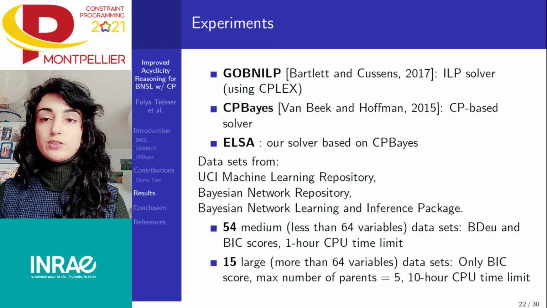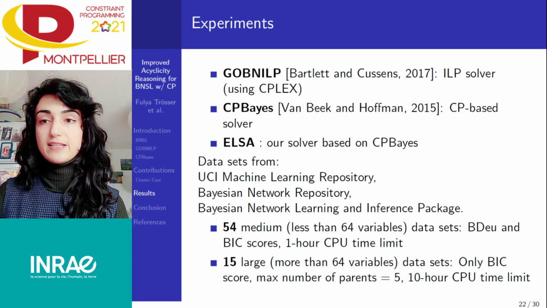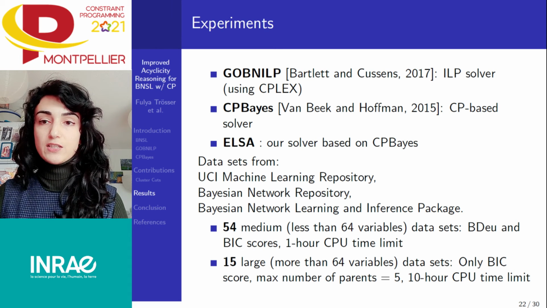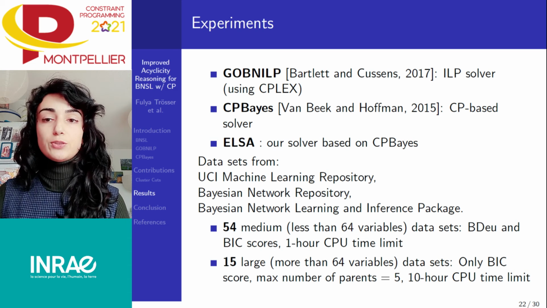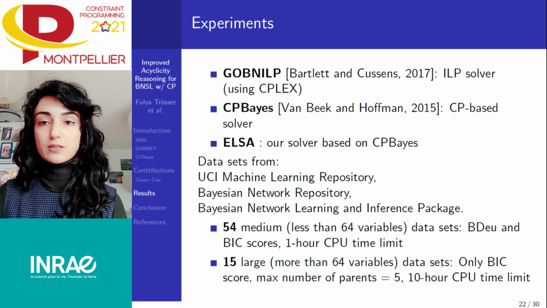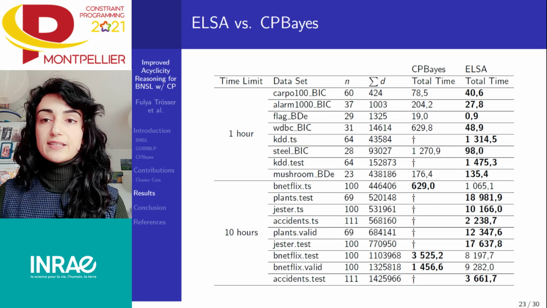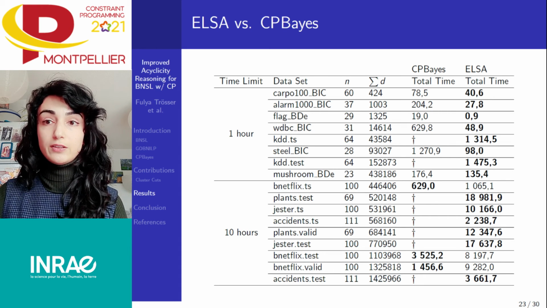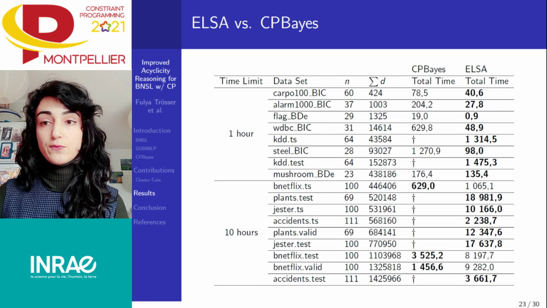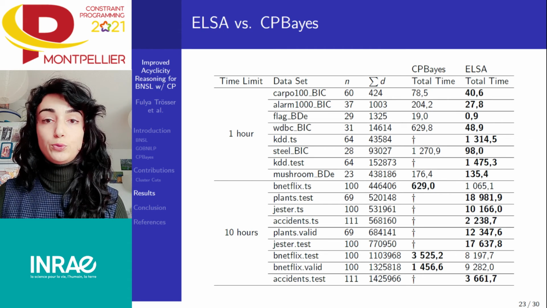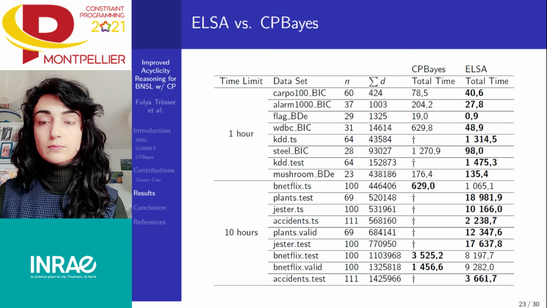We did experiments with Gopnilp, CP/S, and our solver ELSA by using 54 medium-sized datasets with a 1-hour time limit and 15 large datasets with a 10-hour time limit. I will present the results for 17 of these instances. Here we compare ELSA and CP/S. There are 3 datasets for which CP/S performed clearly better, but for all the others, ELSA is faster. On top of that, there are 8 datasets for which CP/S does not even manage to find the optimal solution or prove optimality within the time limit.